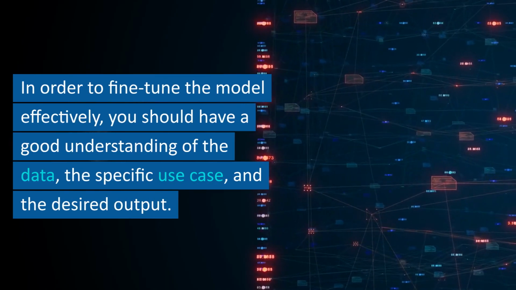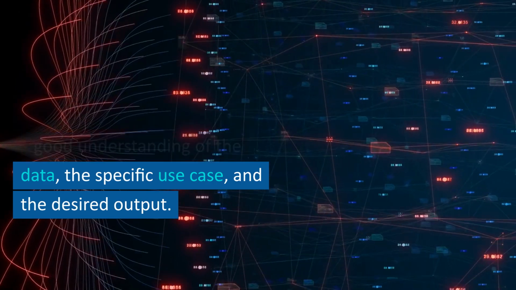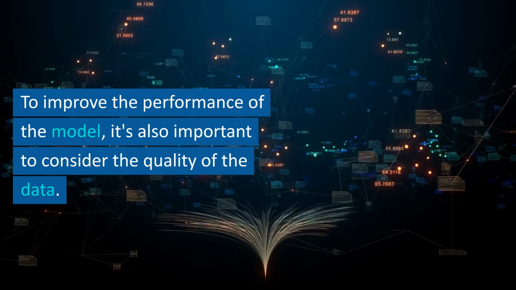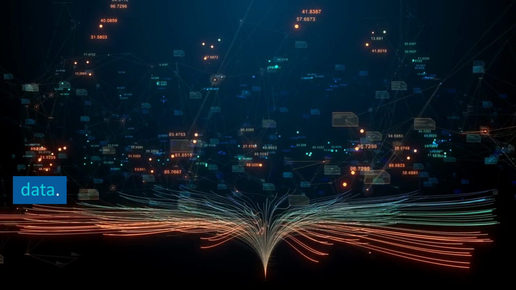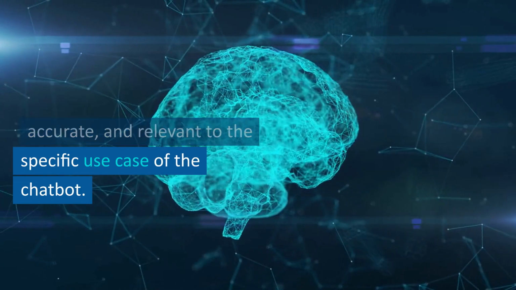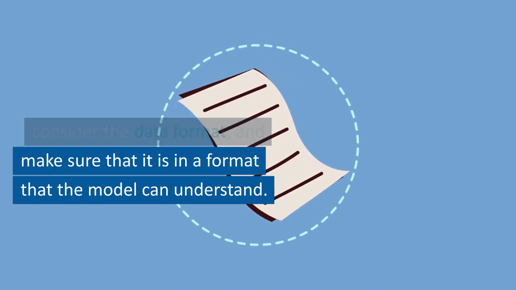In order to fine-tune the model effectively, you should have a good understanding of the data, the specific use case, and the desired output. To improve the performance of the model, it's also important to consider the quality of the data. The data should be diverse, accurate, and relevant to the specific use case of the chatbot. Additionally, it's important to consider the data format, and make sure that it is in a format that the model can understand.